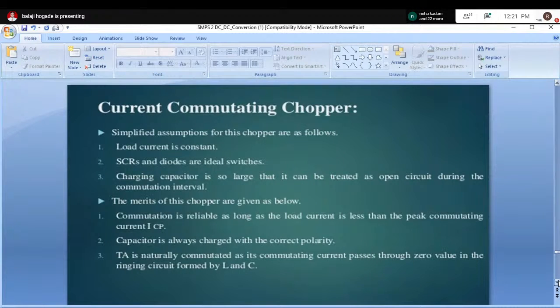Now, there are some assumptions. We have to assume the following conditions for the current commutation or current commutating chopper. What are these assumptions? Load current is constant. There is no fluctuation in the load current. Load current should be maintained constant. Ideal conditions, we are assuming the load current is constant.